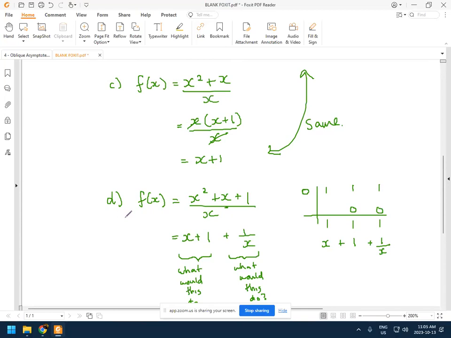Yep. X can't be 0. Well, true. I mean, we've been dividing by 0, so there is still going to be the hole. So this is very similar to what we had in example B. But the difference is this tiny thing. How does that change the previous graph of x plus 1? If you can understand that concept, we're basically done with oblique asymptotes.